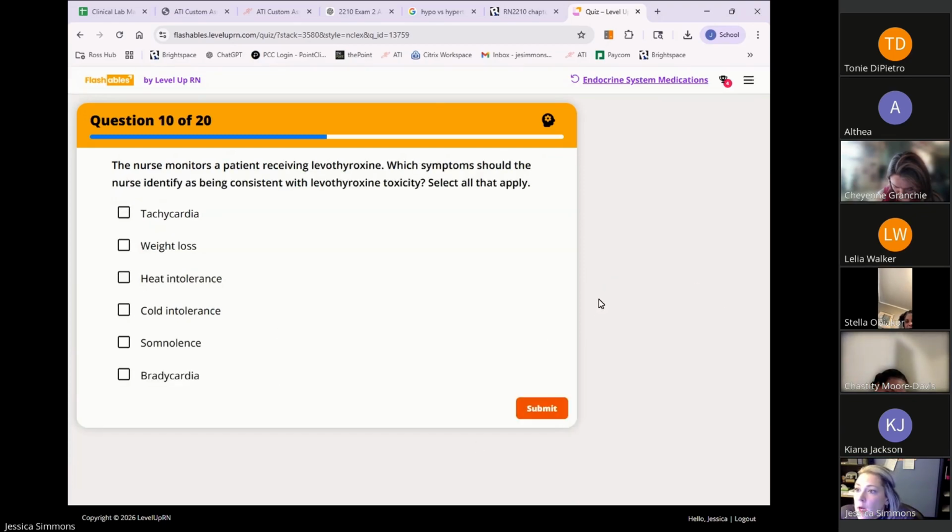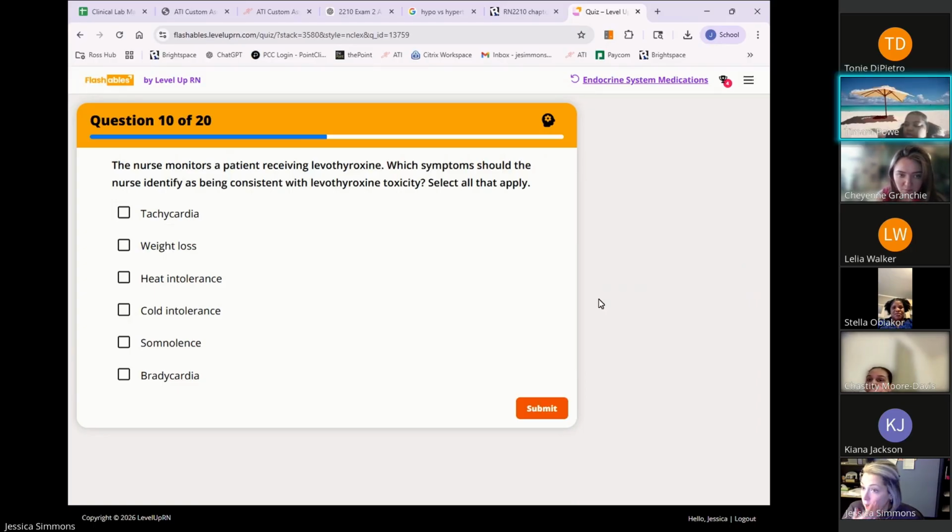A nurse monitors a patient receiving levothyroxine. Which symptoms should the nurse identify as being consistent with levothyroxine toxicity? Select all that apply. This is also a very good question. Is it weight loss, tachycardia? Okay, tachycardia, weight loss. Yes.